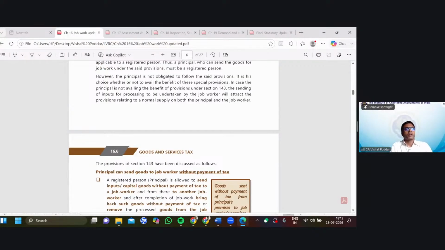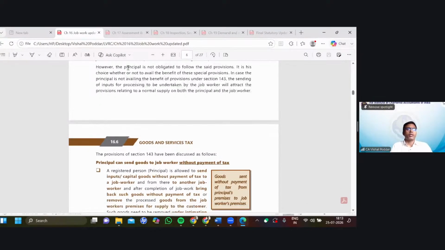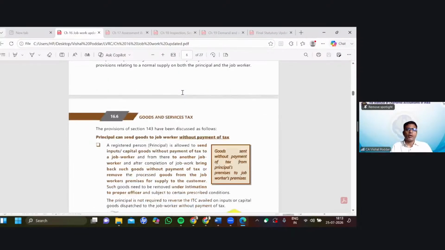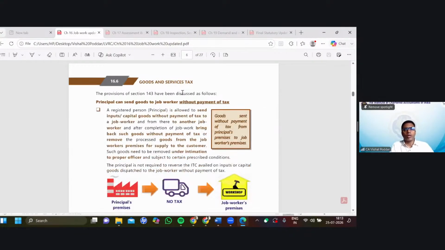However, the principal is not obligated to follow the said provision. Why? Because it is in his choice whether or not to avail the benefit of these special provisions. In case the principal is not availing the benefit of the provisions of 143, the sending of inputs for processing to be undertaken by the job worker will attract provisions relating to normal supply on both the principal and the job worker. So it means what? The provisions that we are going to study under section 143, which provide some relaxation, are optional. A principal may decide to follow them or may decide to follow the normal provisions of the GST law.